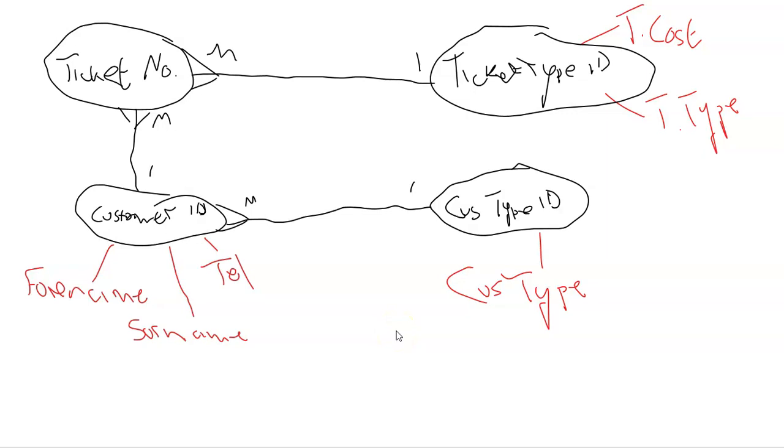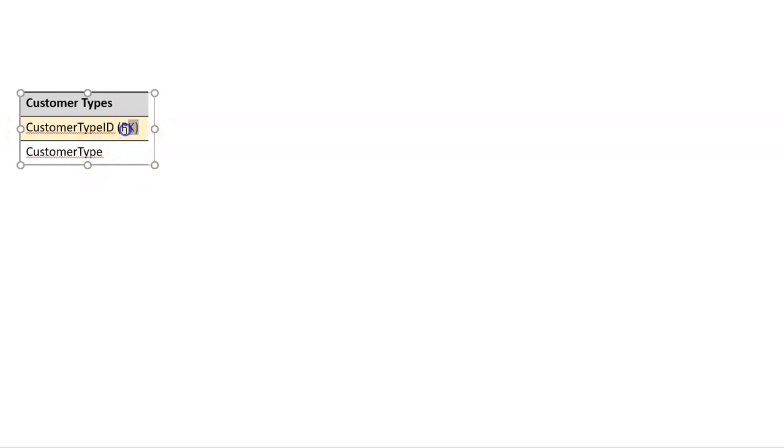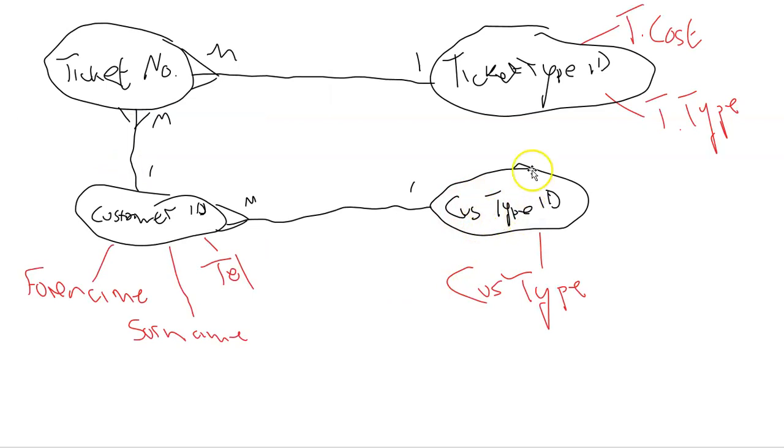The only thing that's left to do now is actually to create that database and put the relationships in. So what we need to do is add our tables. So we've got our customer type table, with customer type ID, which is our primary key, and customer type.